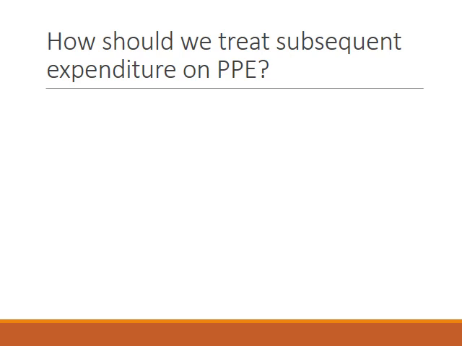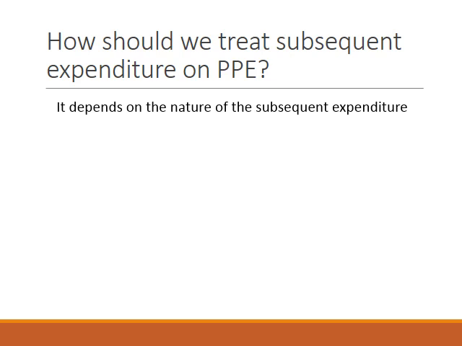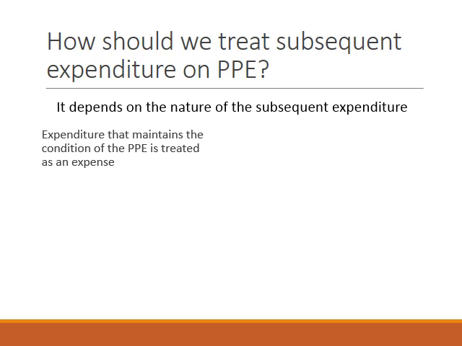Now it's often the case that after we acquire an asset, we then incur additional costs. And the way that we treat these additional costs depends on their nature. So any expenditure that simply maintains the condition of the property, plant and equipment should be treated as an expense. And this would include things such as repairs, maintenance costs and servicing costs.